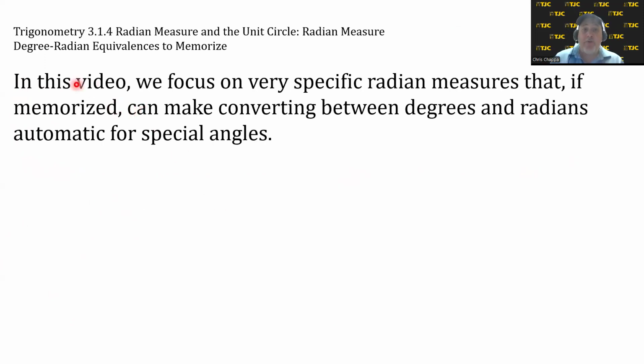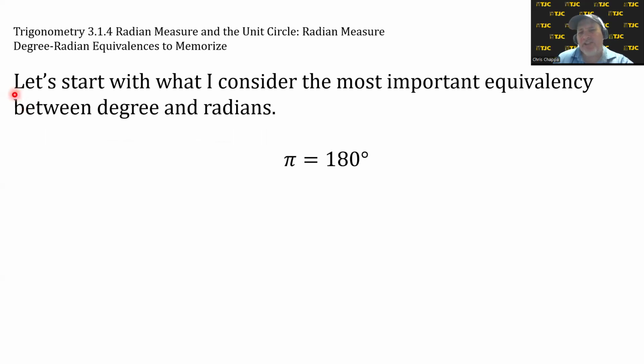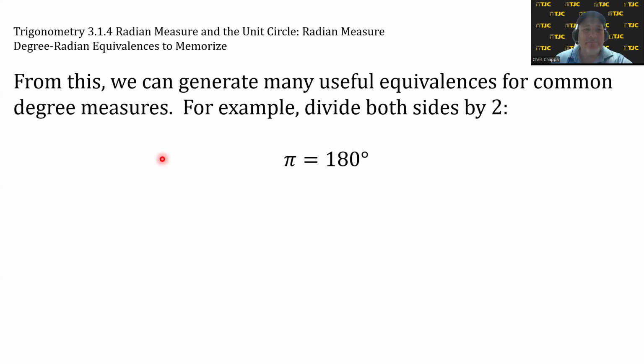In this video, we focus on very specific radian measures that, if memorized, can make converting between degrees and radians automatic for special angles, or rather, I should say certain angles. Let's start with what I consider the most important equivalency between degrees and radians. Pi is equal to 180 degrees. From this, we can generate many useful equivalences for common degree measures.